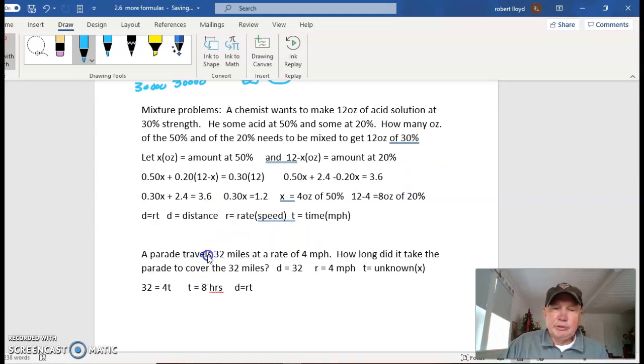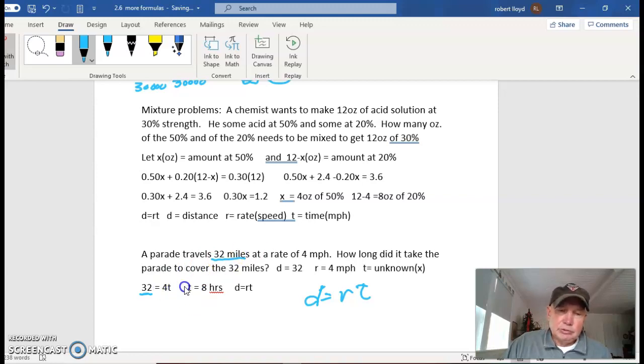So a parade travels 32 miles at a rate of 4 miles an hour. How long did it take them? So this one is the distance equals the rate times the time. So we know it went a distance of 32 miles. So that's here. And then the rate was 4, and we want to find the time, so we call it t.